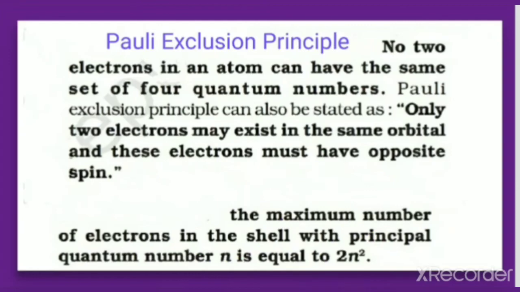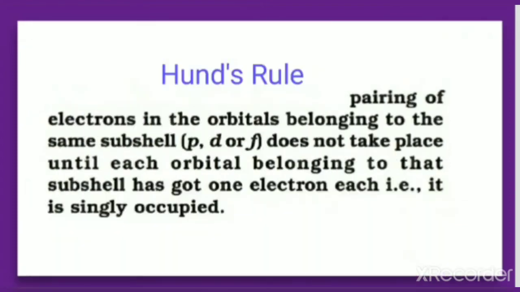Now one more principle is left, that is Hund's rule. This rule says that the pairing of electrons in the orbitals belonging to the same subshell does not take place until each orbital belonging to that subshell has got one electron each, that means singly occupied.